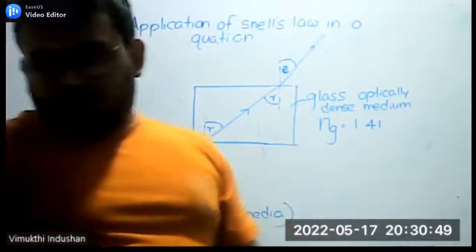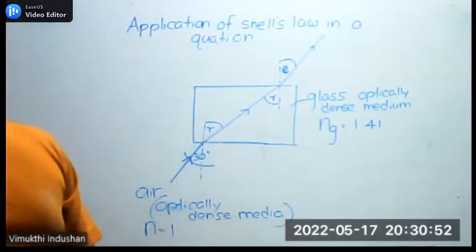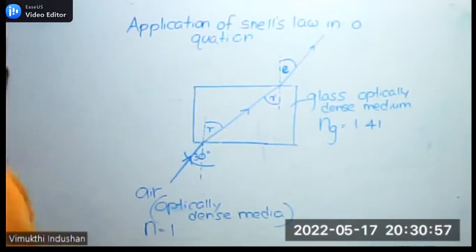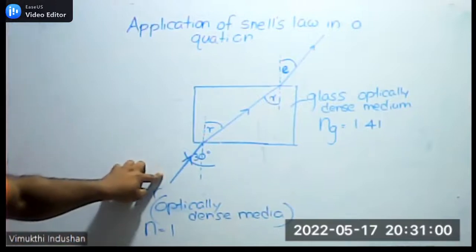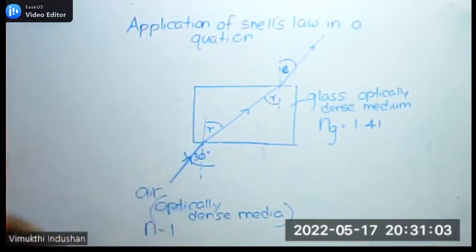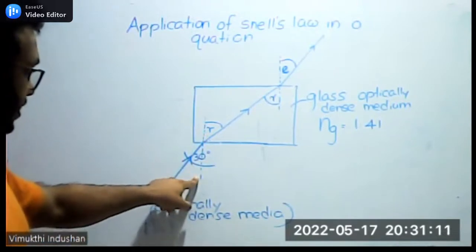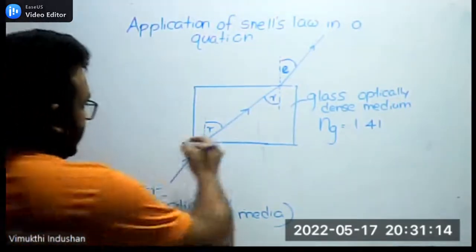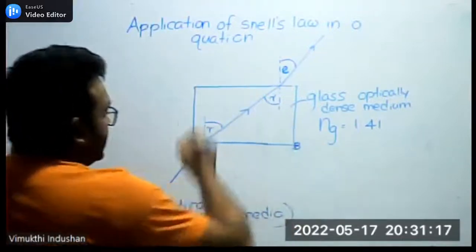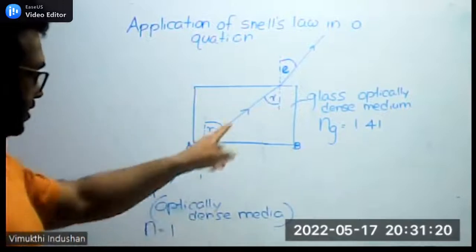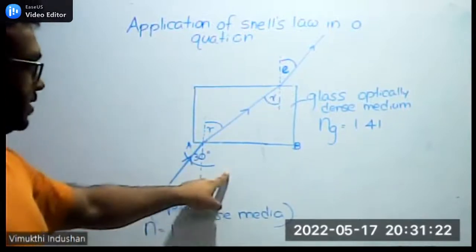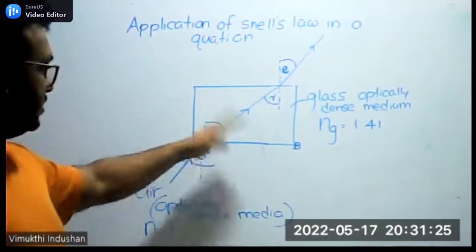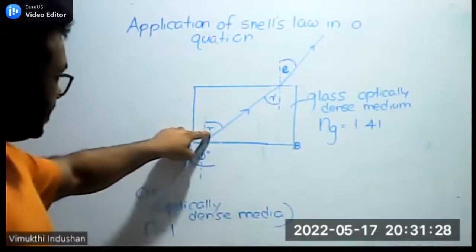Hi all. Just thought of taking you through the application of Snell's law when it comes in a question. Imagine there is a situation where you have an incident ray, which is incident at 30 degrees to the normal, and it refracts from this surface AB. You can clearly see, because it is going from a dense medium to a rare medium, the refraction is away from the normal. So it creates an angle R over here.